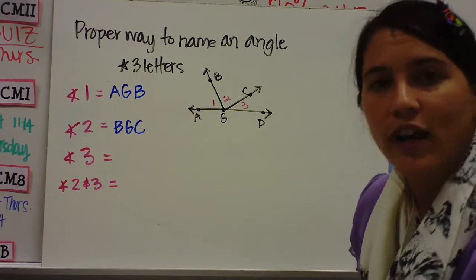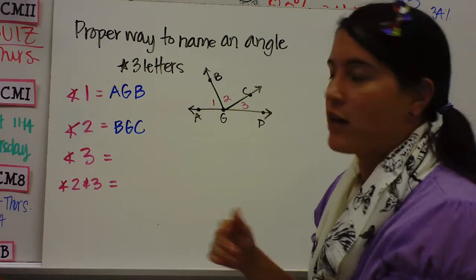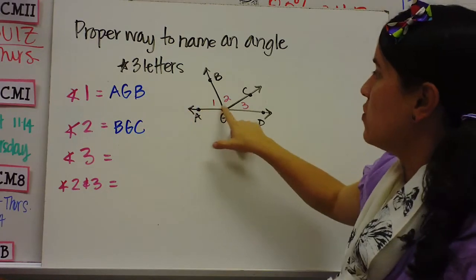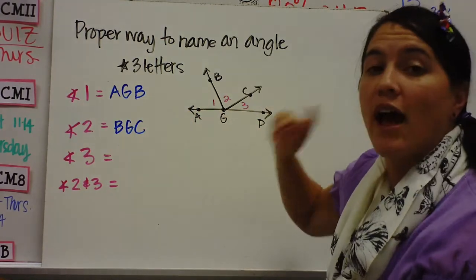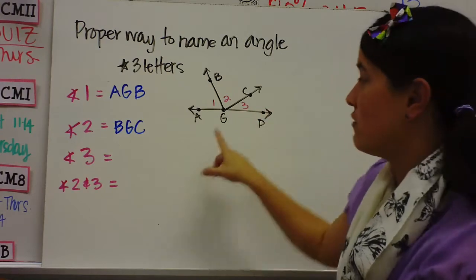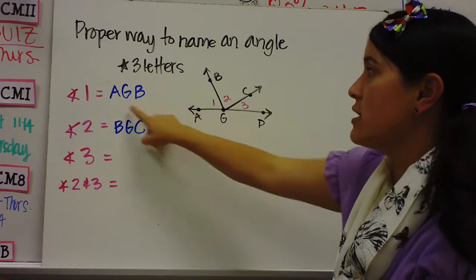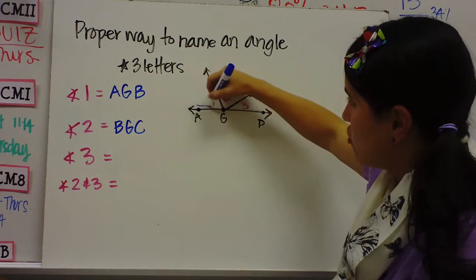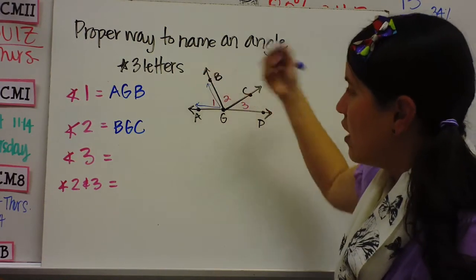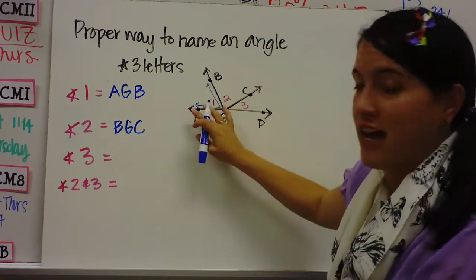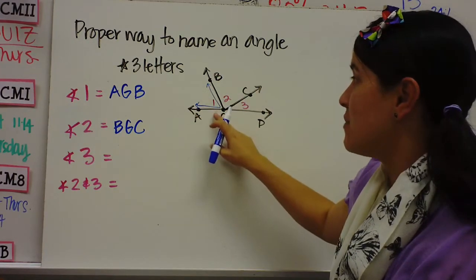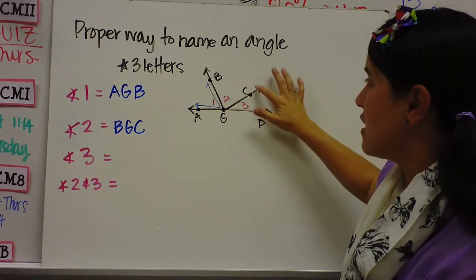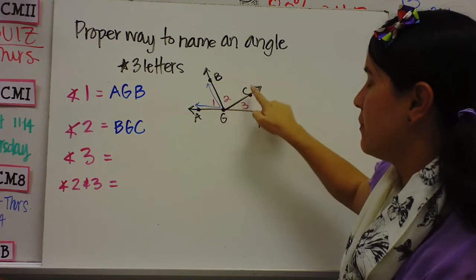So just real quick, the proper way to name angles, and you might already know this, but we name angles with 3 letters. So for example, angle 1 is right here. You have to make sure the vertex is the center letter, G. So we're going to name it AGB. In that direction, AGB is this angle. You could also say BGA. But the G has to be in the middle for angle one. Angle two is BGC or CGB.